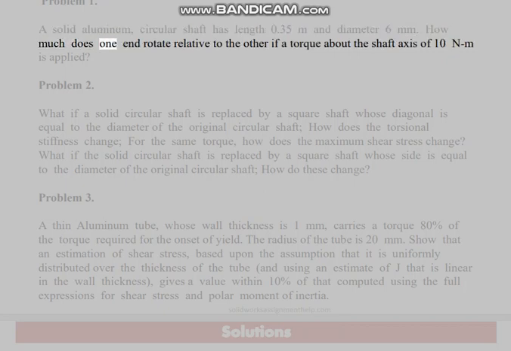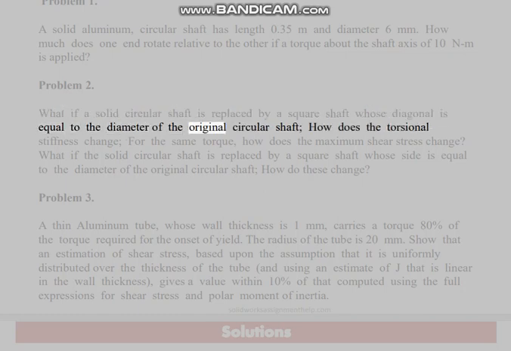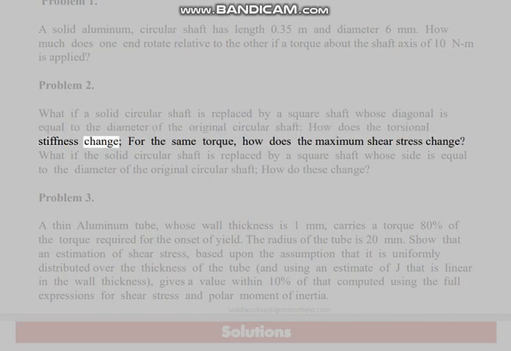Problem 1. A solid aluminum circular shaft has length 0.35 m and diameter 6 mm. How much does one end rotate relative to the other if a torque about the shaft axis of 10 Nm is applied? Problem 2. What if the solid circular shaft is replaced by a square shaft whose diagonal is equal to the diameter of the original circular shaft? How does the torsional stiffness change? For the same torque, how does the maximum shear stress change?